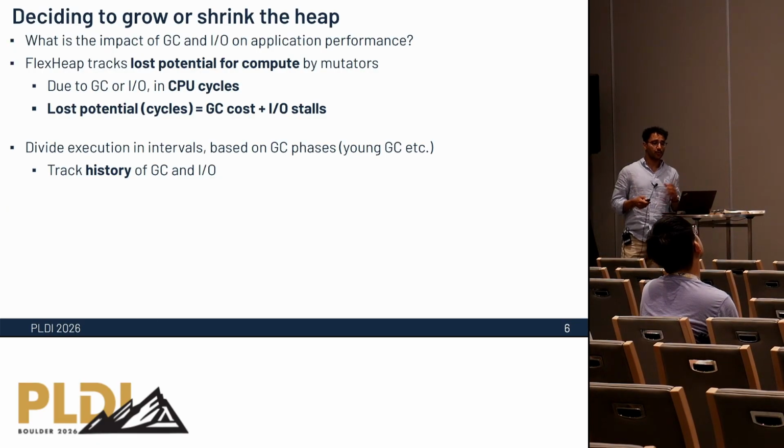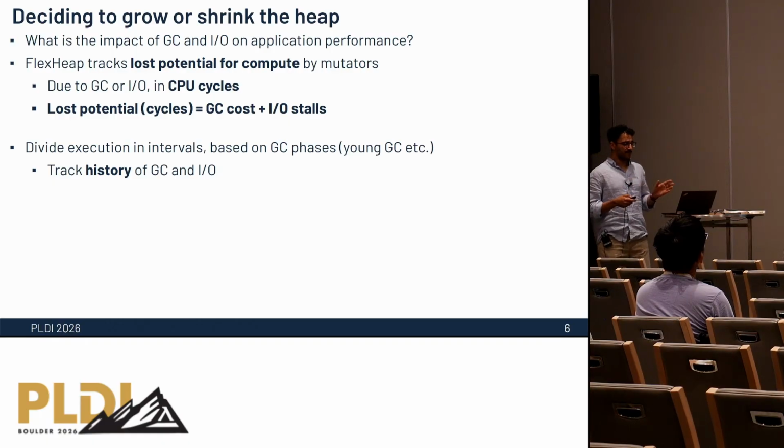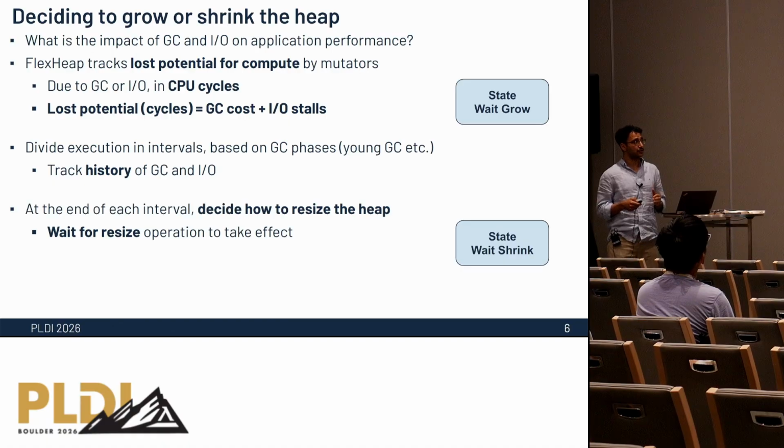FlexHeap decides to grow or shrink the heap based on the impact of GC and I/O stalls on application performance. For this purpose, FlexHeap models the impact as a total loss potential in cycles, and in the paper you'll find a discussion of other alternatives. FlexHeap divides execution into intervals based on GC phases, and in each interval decides to resize the heap based on loss potential.